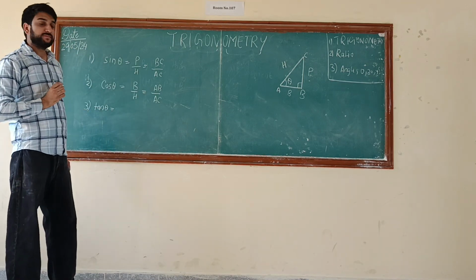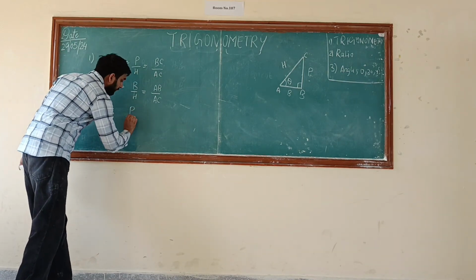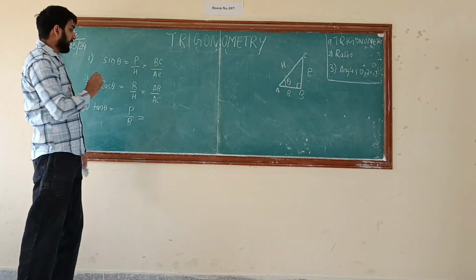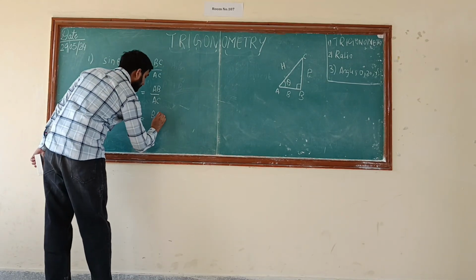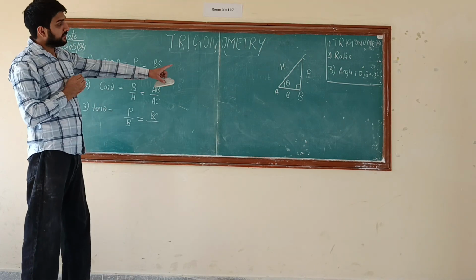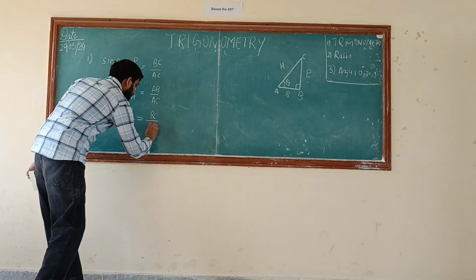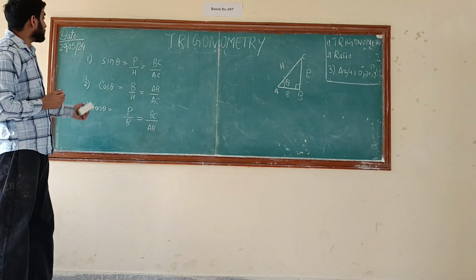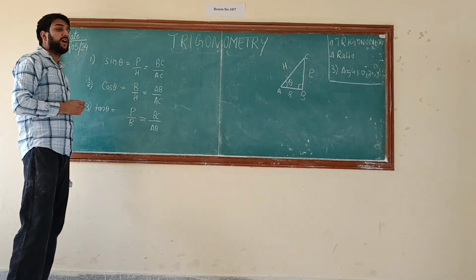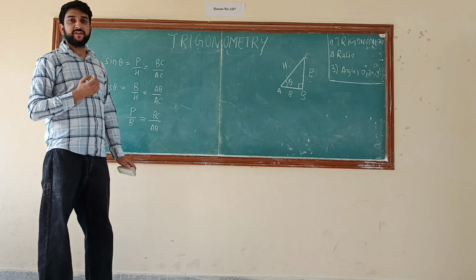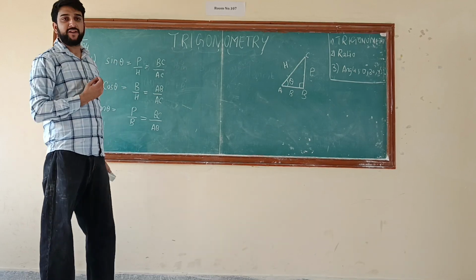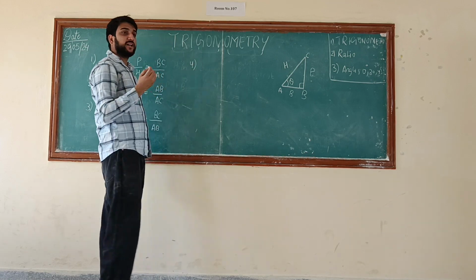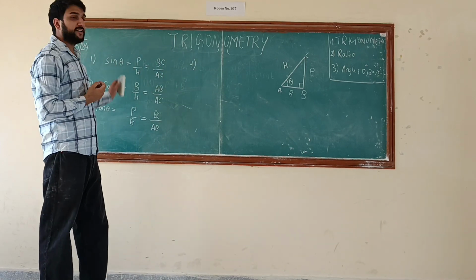Here, tan theta is our perpendicular upon base. We know perpendicular is our BC side and base is our AB. Here we have 3 trigonometric ratios: sin theta, cos theta, tan theta. Now we have 3 other trigonometric ratios which are reciprocal of these trigonometric ratios. So the fourth one is cosecant theta, which is the reciprocal of sin theta.